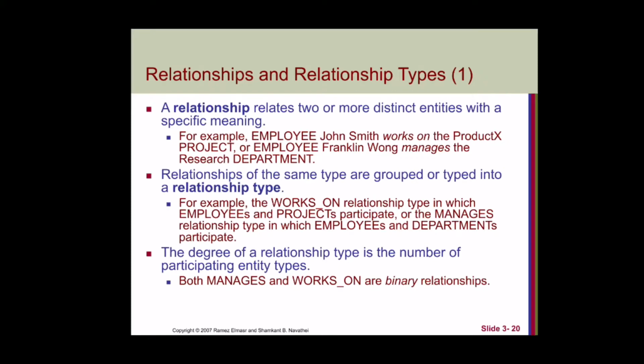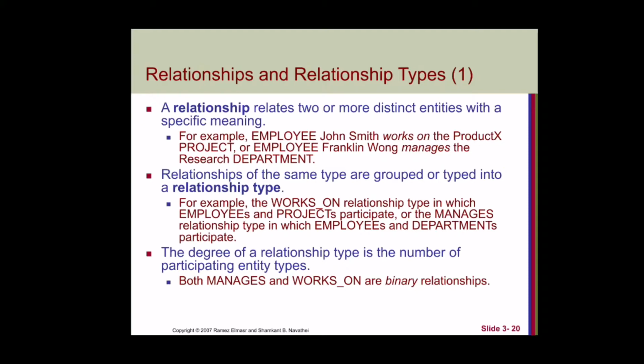Then relationships of the same type are grouped or typed into the relationship type. Like if there are multiple works on relationships, we can have them in the same table, that is works on. Then the degree of a relationship type is the number of participating entity types.